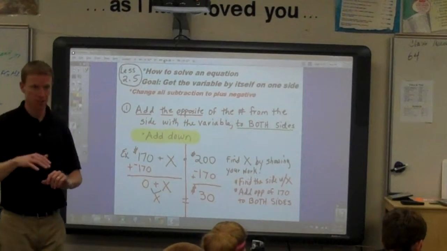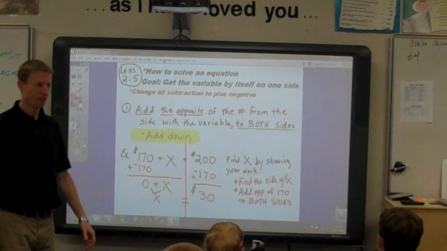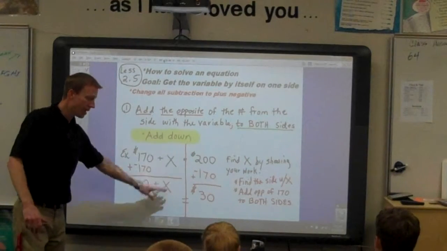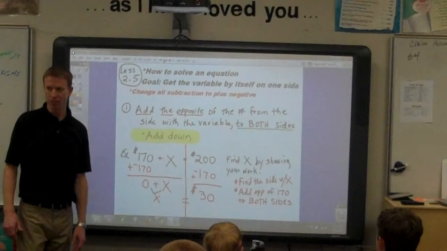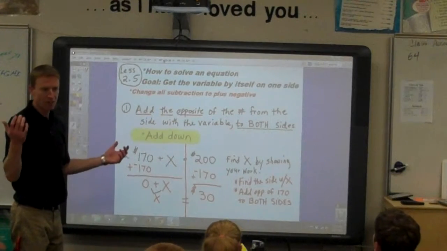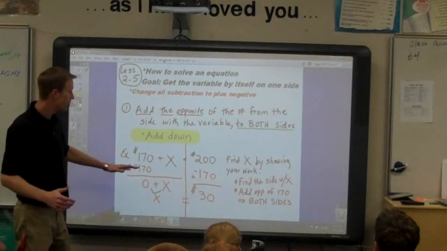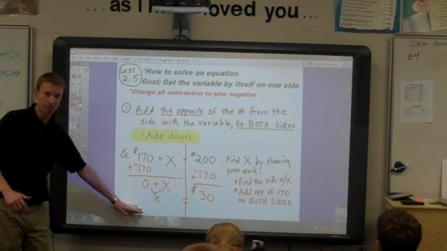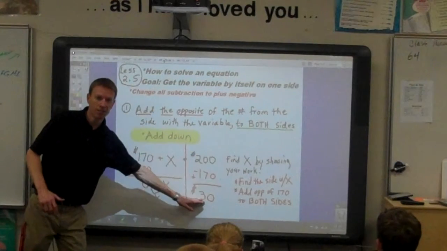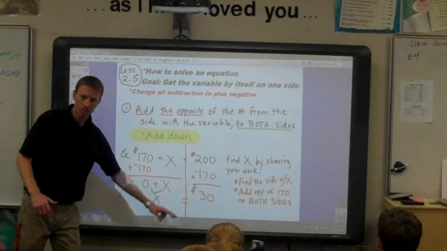You are the lawyers. This is the courtroom. You have to prove that X equals $30. And you prove it not by just writing $30, but by showing that if we take off 170 from both sides, X is $30.